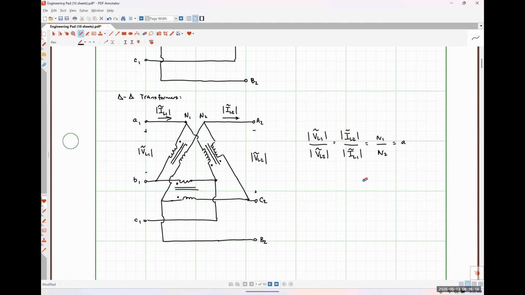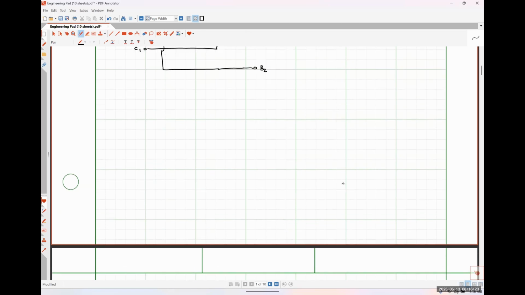Okay. So this is probably the easiest one to draw and probably the hardest one to actually figure out what is going on. So I will do my best to make this work for you guys. So I'm going to put Y on top and delta on bottom. But obviously this could work in the opposite direction as well, okay?